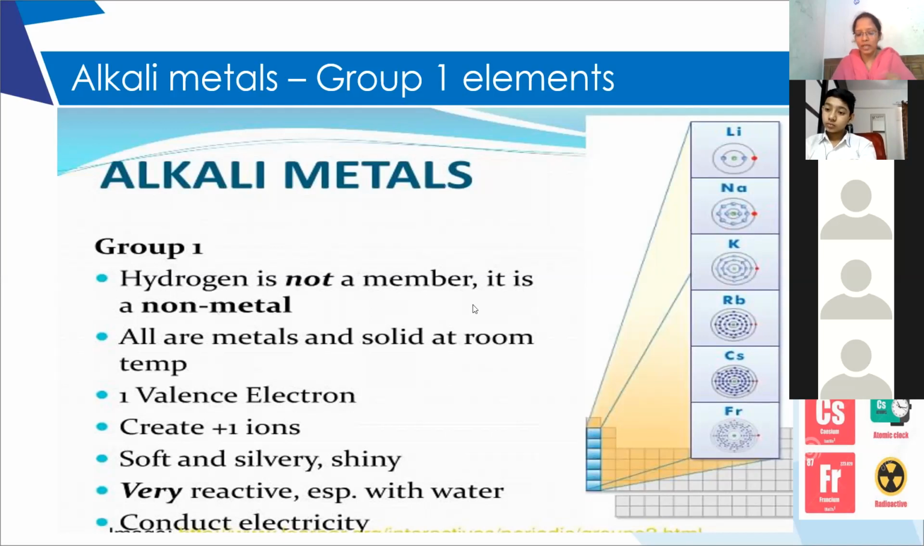They have one valence electron, so the valency is 1. What type of compounds do they form? Ionic compounds. Since they are electropositive in nature and valency is 1, they form ionic compounds.